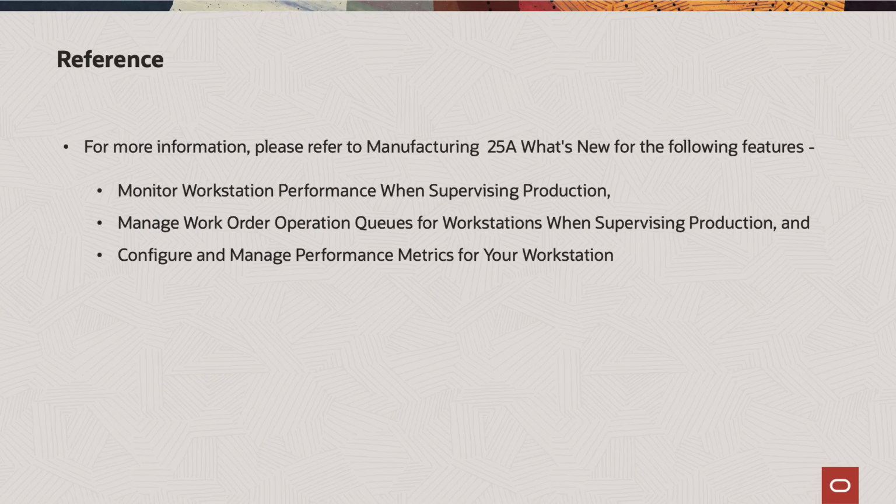This concludes our demo. For a holistic view of the enhancements delivered in this release for work execution and production supervision, please refer to Manufacturing 25A What's New for the following features. Monitor workstation performance when supervising production. Manage work order operation queues for workstations when supervising production. And configure and manage performance metrics for your workstation.